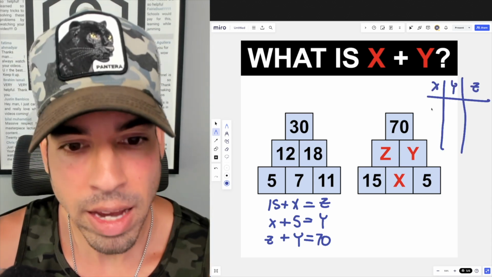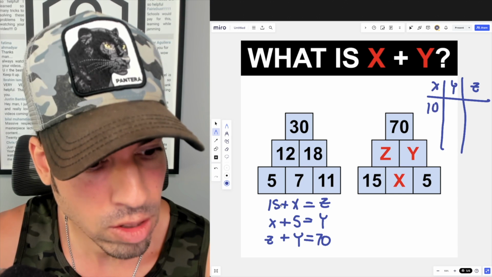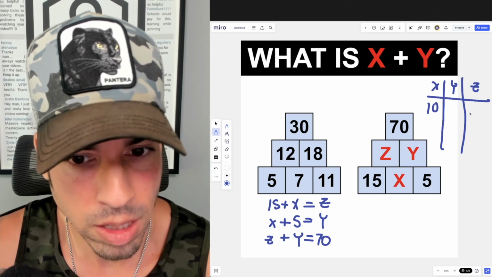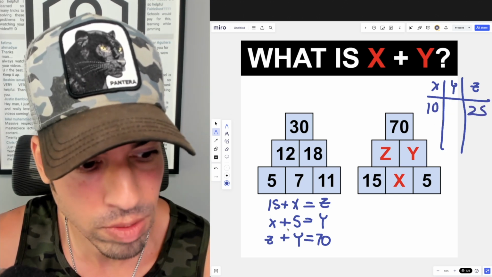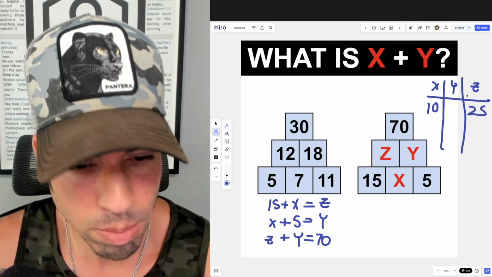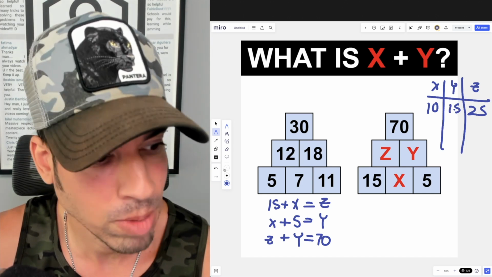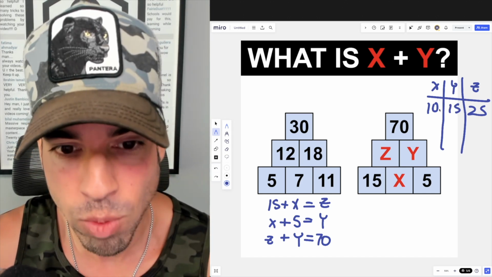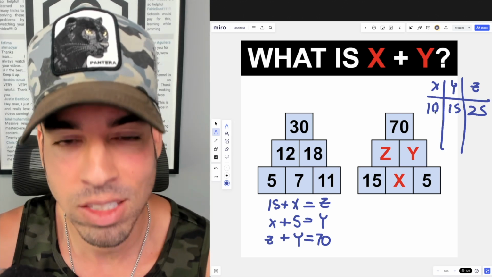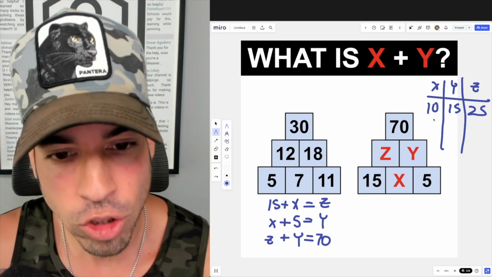If I start with x being a value of 10, I know that z is going to be 25, 10 plus 15. And y is going to be 10 plus 5, which is 15. Does 15 plus 25 add up to 70? No, it does not. It only adds up to 40. So right off the bat, I know that x is way too small, so we're going to have to jump it up substantially.